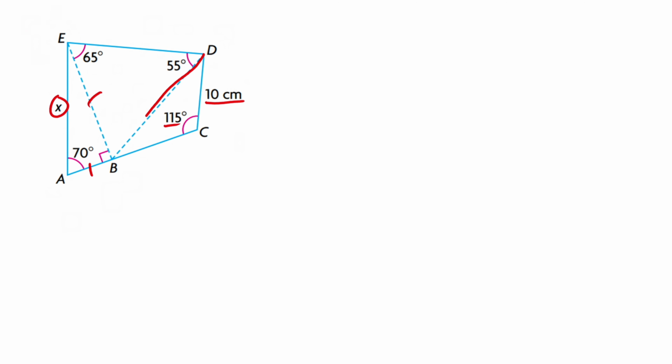We want to find side length C, which we can then use to find side length D, which will help us determine x. To do that, we're going to use the sine law. 10 centimeters over sine of the angle B is equal to side length C over sine 115. The only thing we're missing to solve for side length C is the angle of B. To solve for it, let's take a look at the other given angles in this diagram.